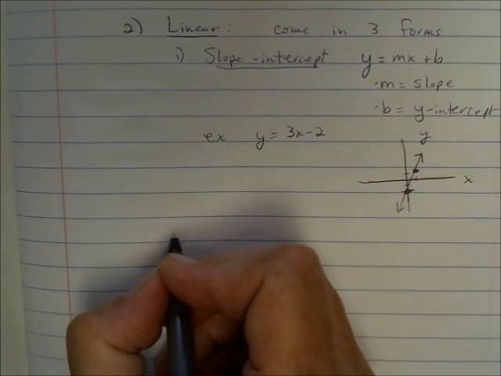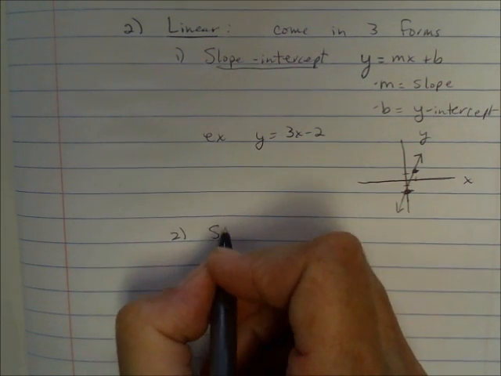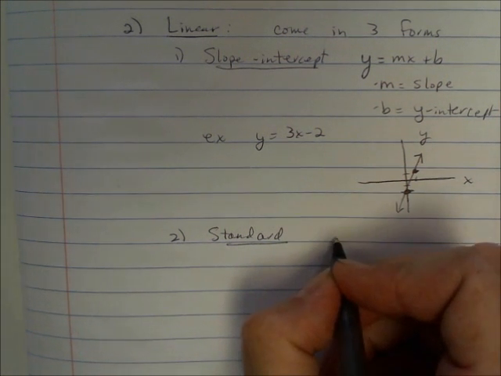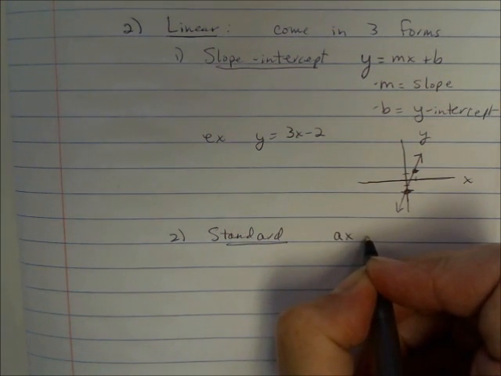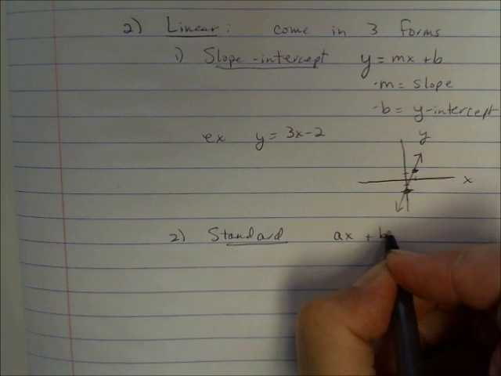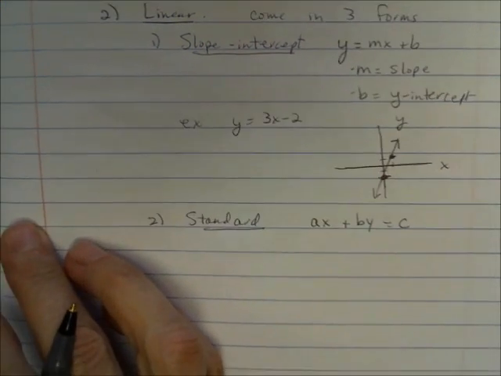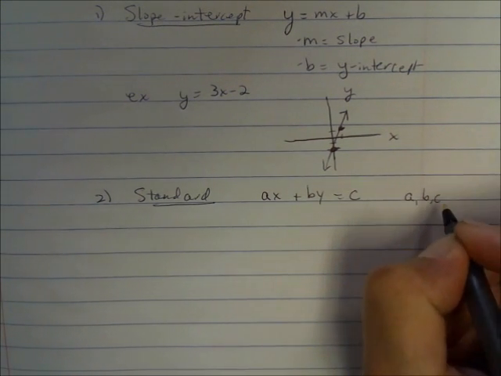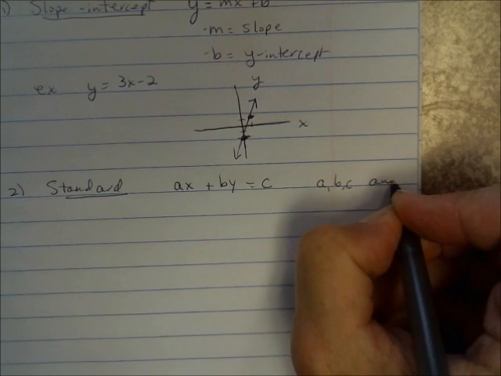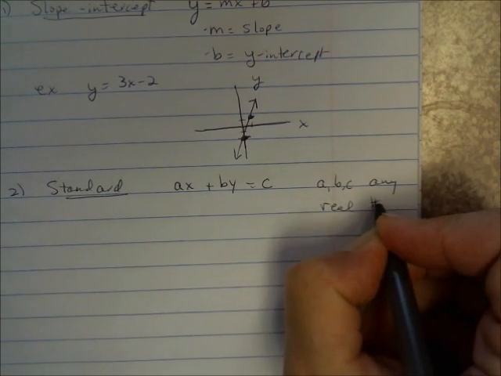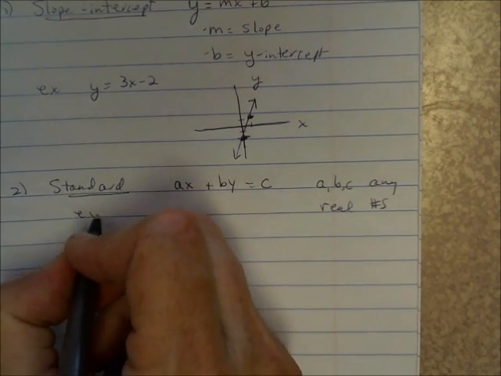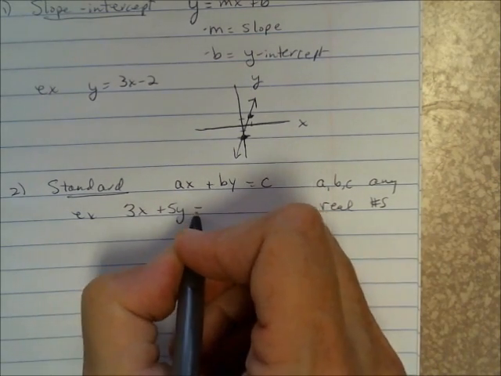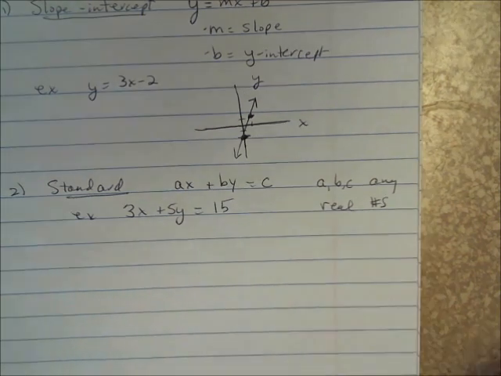The second form of a linear equation is called standard form. Still a linear function, but in standard form, it goes like this: ax plus by is equal to c. Now, a, b, and c are just any real numbers. For example, you might have something like 3x plus 5y is equal to 15, for example.